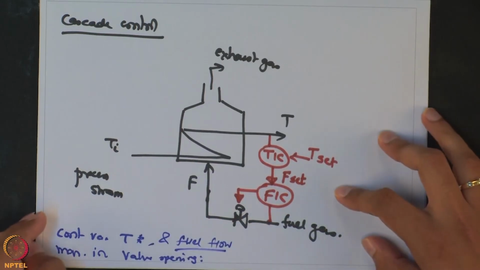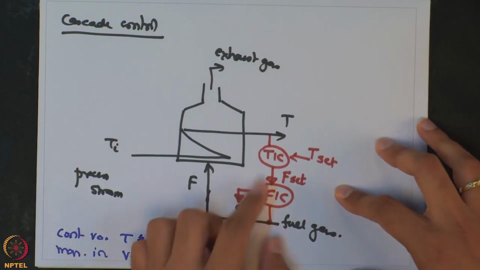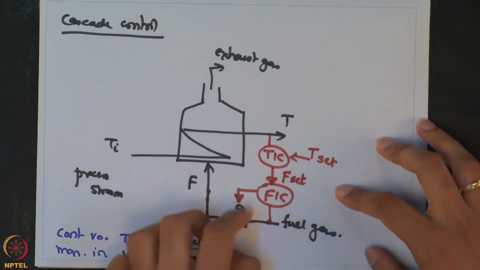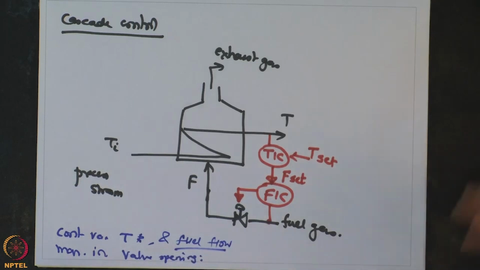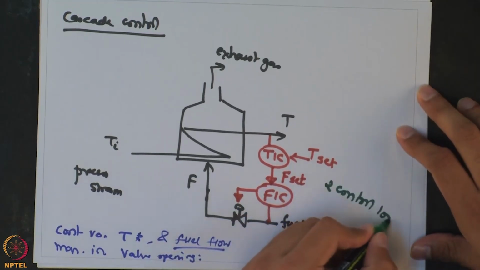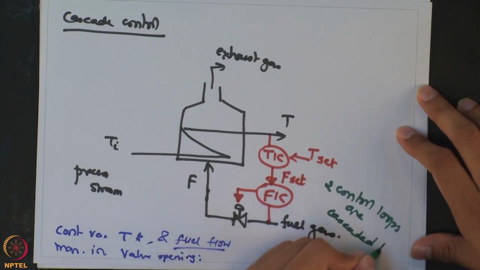So now you can see that we have two controlled variables, temperature and flow, and they are connected together through only a single manipulated variable, which is the valve opening, in such a way that the output of one acts as a set point for the other. So these two are cascaded together. That is the name. These two control loops are cascaded together.